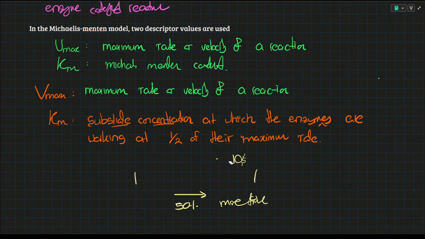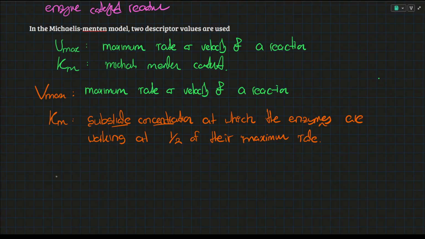That's the idea. What I'm trying to tell you is, when it comes to the Km, the enzymes are not working at their maximum rate. They are working at half their maximum rate. They're not doing everything that they're capable of doing. They're doing half of what they're capable of.